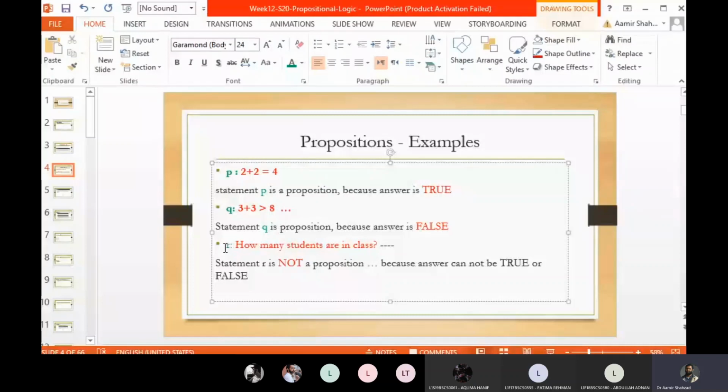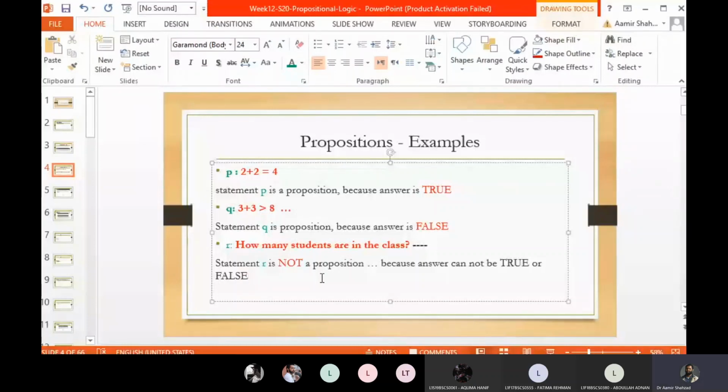And next we have a statement, let's suppose we call it R. How many students are there in the class? So we cannot answer it as true or false. So we have to answer it in some number. So class में कितने students हैं? There could be like 8 students or 10 students or 50 students, but we cannot say yes or no. We cannot say true or false. Answer will be something different from true or false.